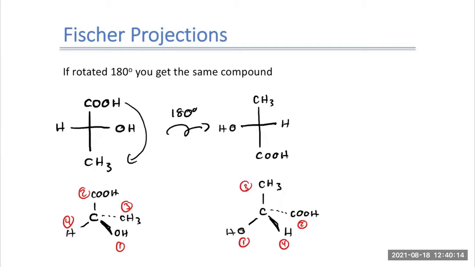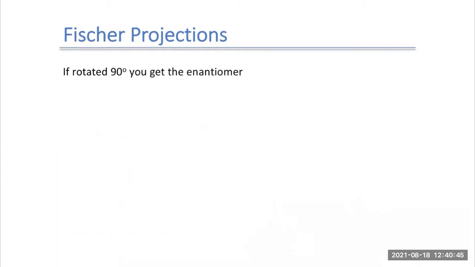So as we can see, both of these are going to be R. Remember this one, since that hydrogen is pointing forward, it looks S, but it's really R. So you can see if we take that Fischer projection and I rotate everything 180 degrees, I get the exact same compound. But if I rotate it only 90 degrees, I get the enantiomer.